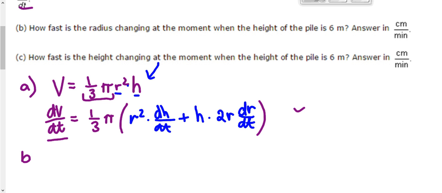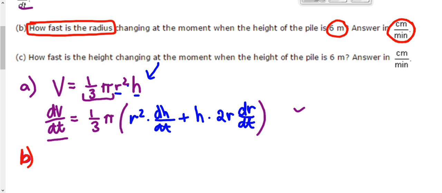So part B. Let's choose a different color. Let's see what part B says. How fast is the radius changing at the moment when the height of the pile is 6 meters? Answer in centimeters per minute. Okay, so there's a couple things here. How fast is the radius changing? How fast means a derivative. They tell us it's radius, so we're looking for dr/dt.